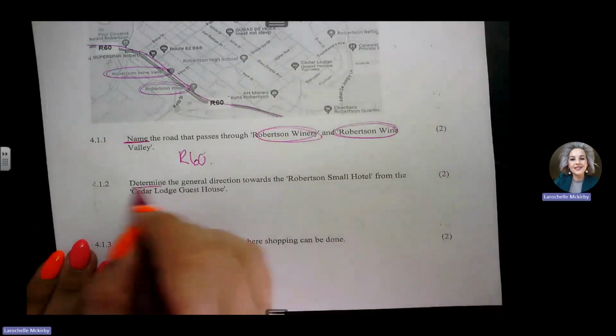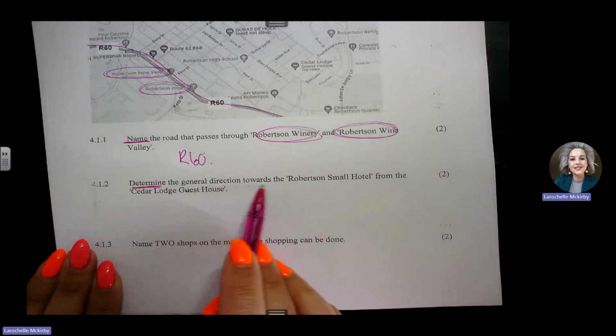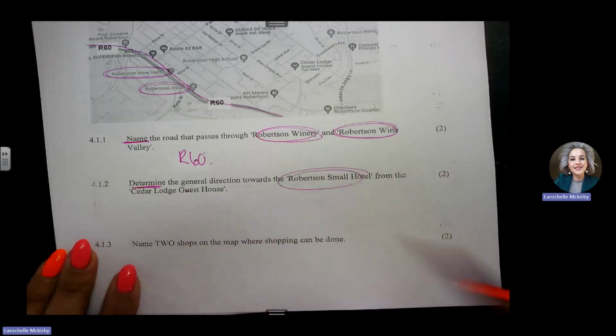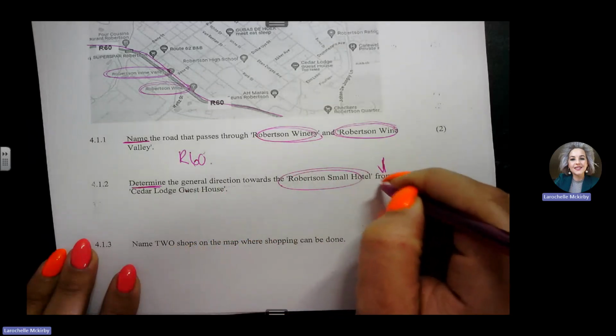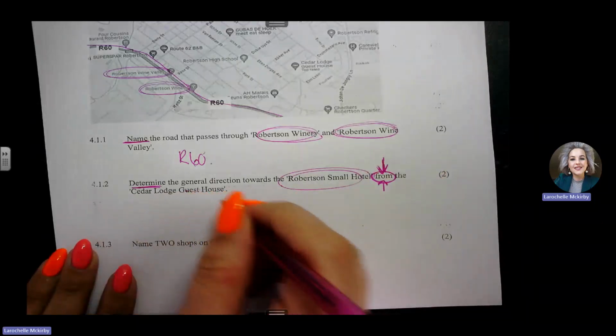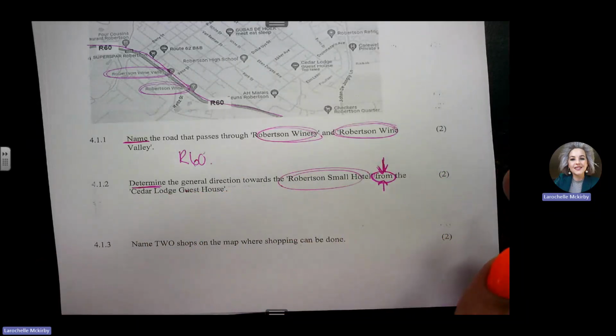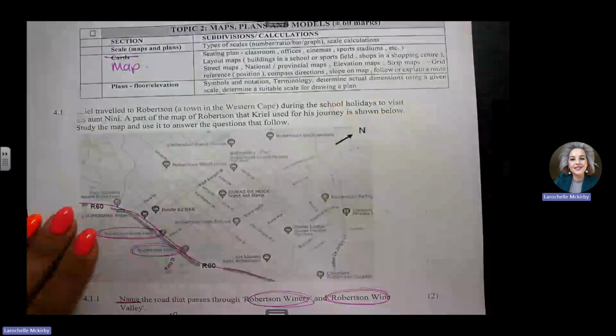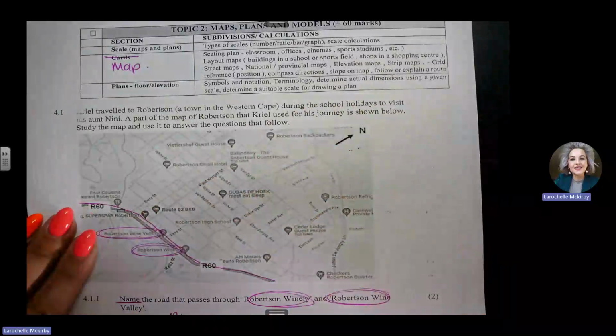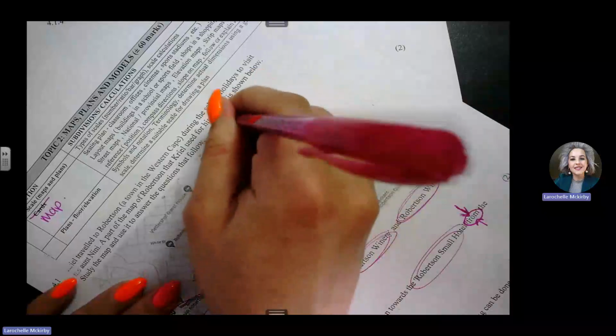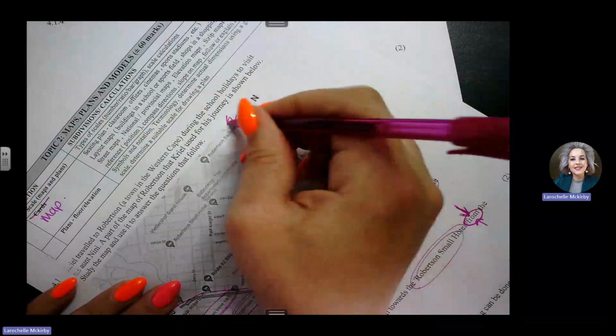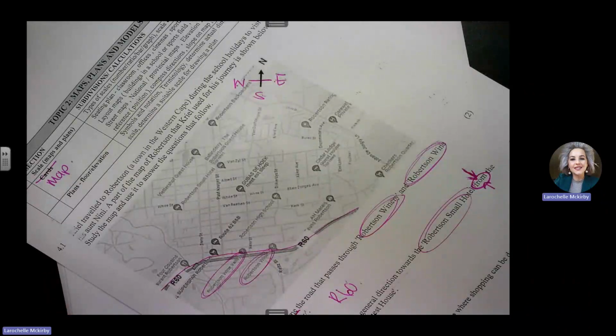4.1.2. Determine the general direction towards Robertson Small Hotel from, this is very important, from the Cedar Lodge Guest House. Okay, so we are looking for the general direction, meaning we should work with a compass. Now, do you see north is going that way? I don't like it. North must always head up. So now I write the compass: North, East, South, West. That is now the compass that we are working with.